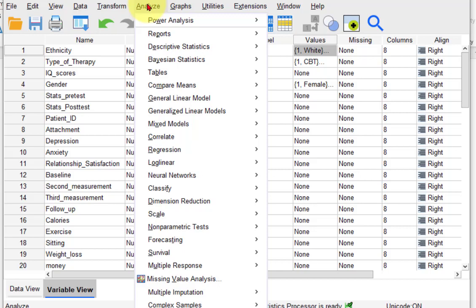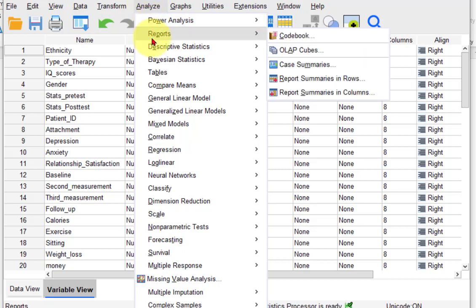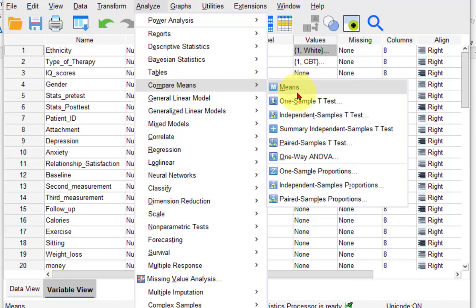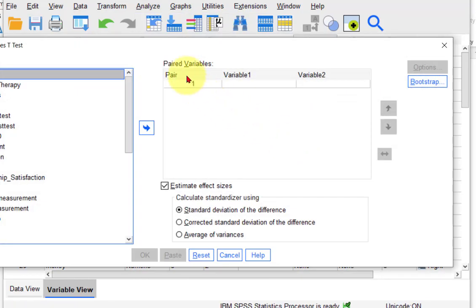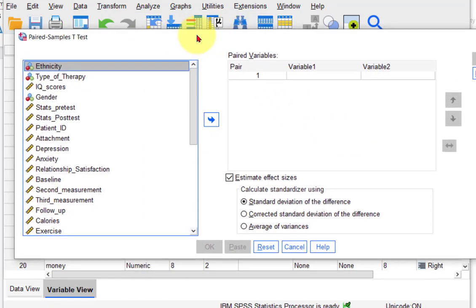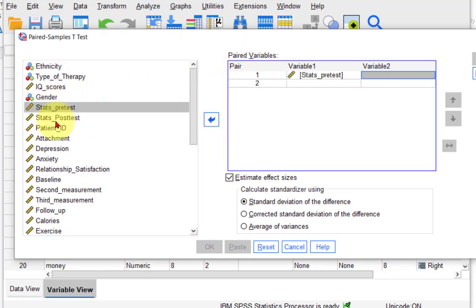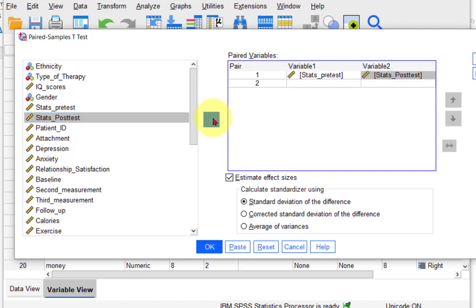Analyze. And it's a pre and a post-test. That makes it a paired t-test. Compare means. We're going to do a paired sample t-test. And we're going to put in the pre-test for stats and the post-test for stats. And that's all you got to do. Click OK.